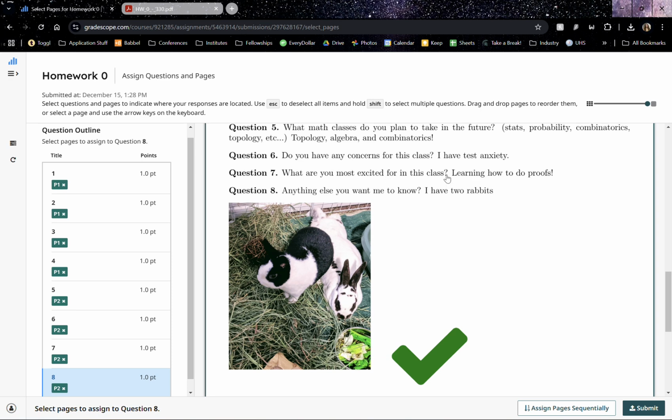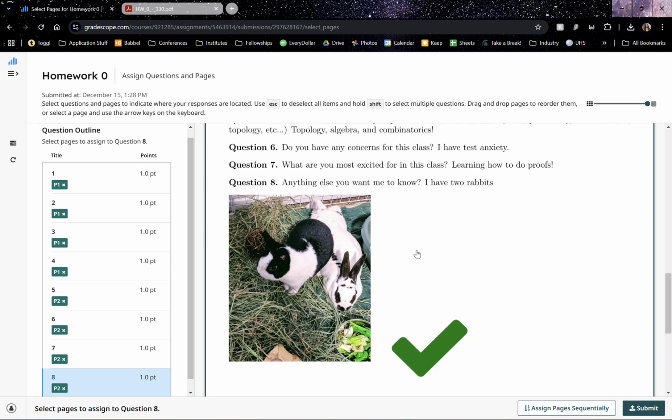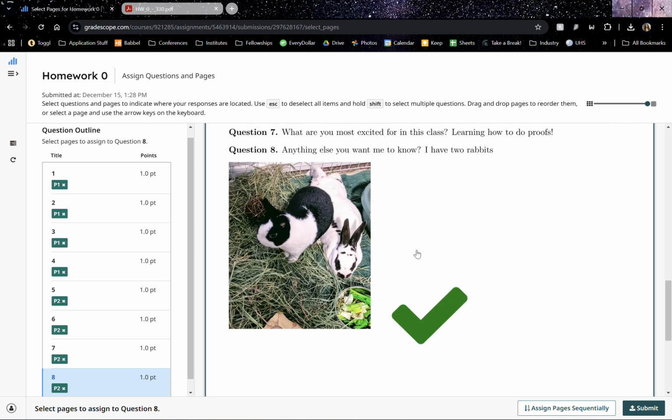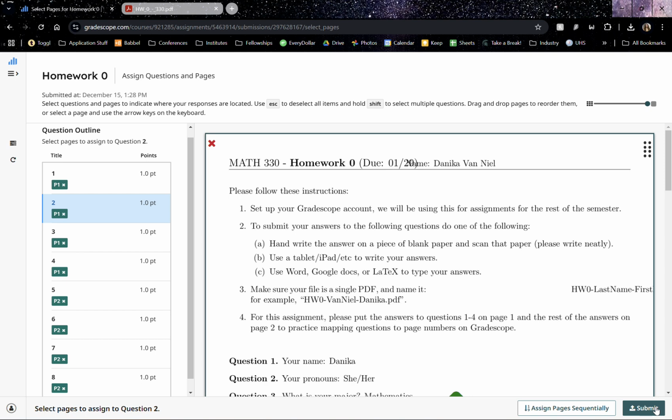What are you most excited for in this class? Learning how to do proofs. Well, I already know how to do proofs, but we'll learn together. And then I have 2 rabbits. So you could put a fun fact. Sometimes this is where people talk about their test anxiety or something. Whatever it is that you'd like me to know. So now I would click submit.